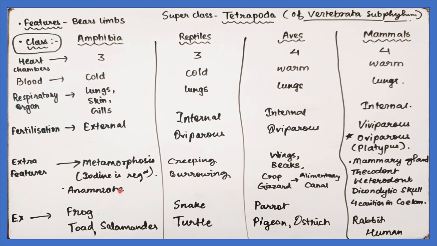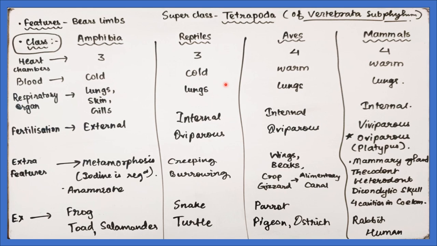Metamorphosis is seen. Iodine is required for the metamorphosis. They are anamniotes, that is amnion is absent. Examples: frog, toad, salamander, etc. Reptilia or reptiles. They are also cold-blooded. Skin is cornified and covered with scales. Heart consists of 2 auricles and a partially divided ventricle. Respiration occurs by lungs. RBCs are nucleated. 2 pairs of limbs, each with 5 digits bearing claws. In snake, limbs are absent.